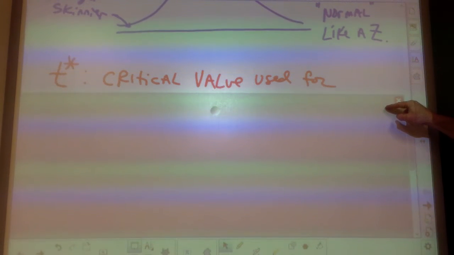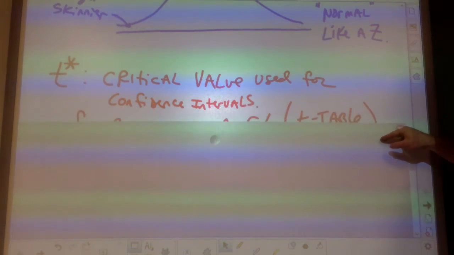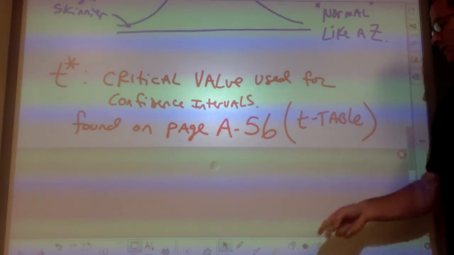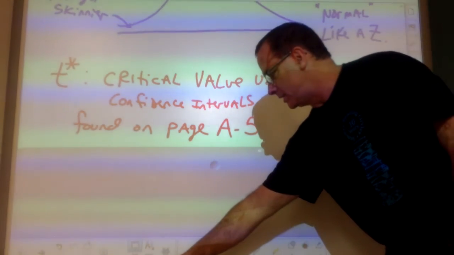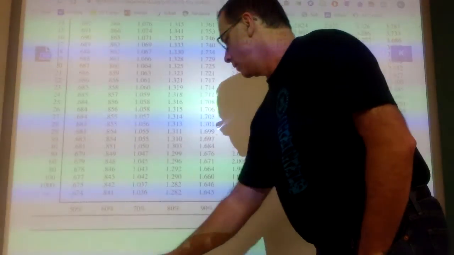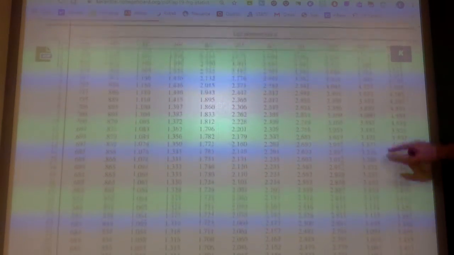So, t star is that critical value now. Instead of z star, we're going to use t star. We're going to use it for our confidence intervals. So we look at our t table. This is the t table that we have been using, if you remember.